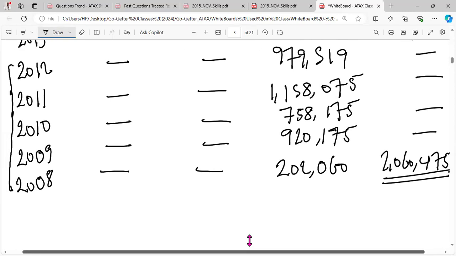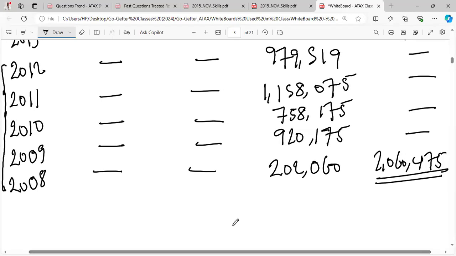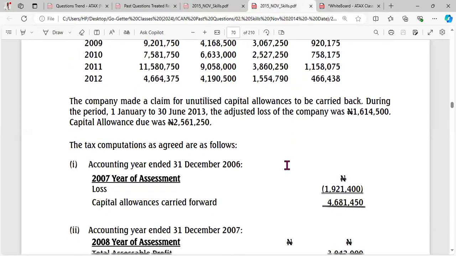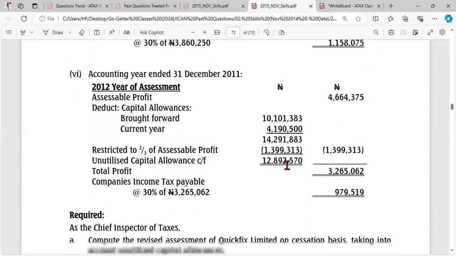If you want to learn more about capital allowances, I will ask you to go and visit skills level taxation and learn more on capital allowances. Practice taxation in the skills level. What else can we take again on capital allowance? Let's see if there is any other question on capital allowance.